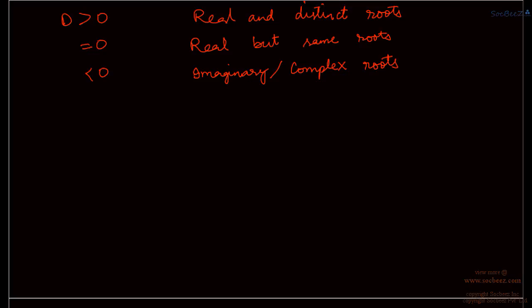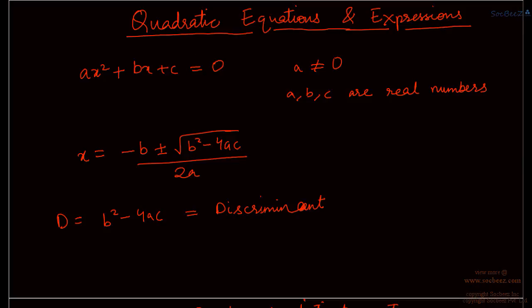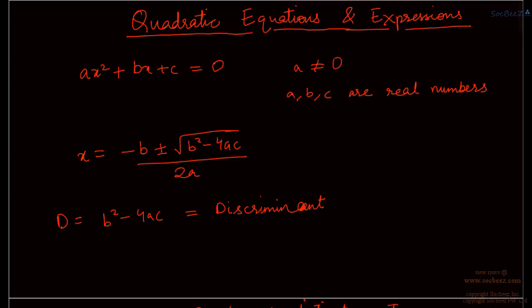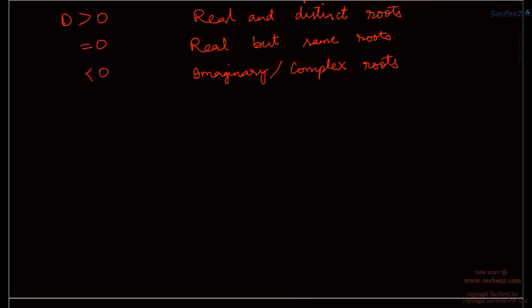So the nature of the roots is directly related to the discriminant of the quadratic equation, which is given by b square minus 4ac. A quadratic equation is nothing but a polynomial equation of degree 2. You can see ax square, x power 2, that is why this is called a quadratic equation. Now, a quadratic equation can have at most 2 roots, and let the roots be alpha and beta. This is another very important property.